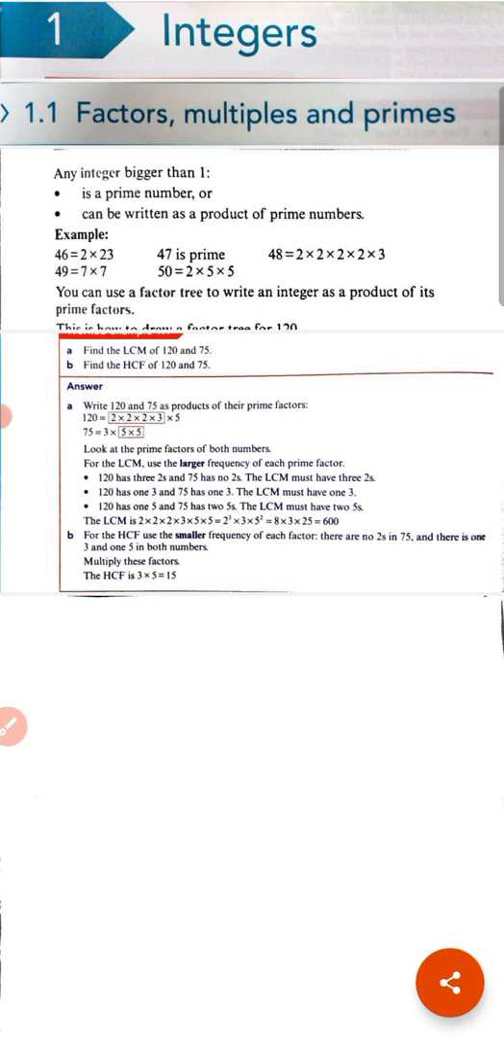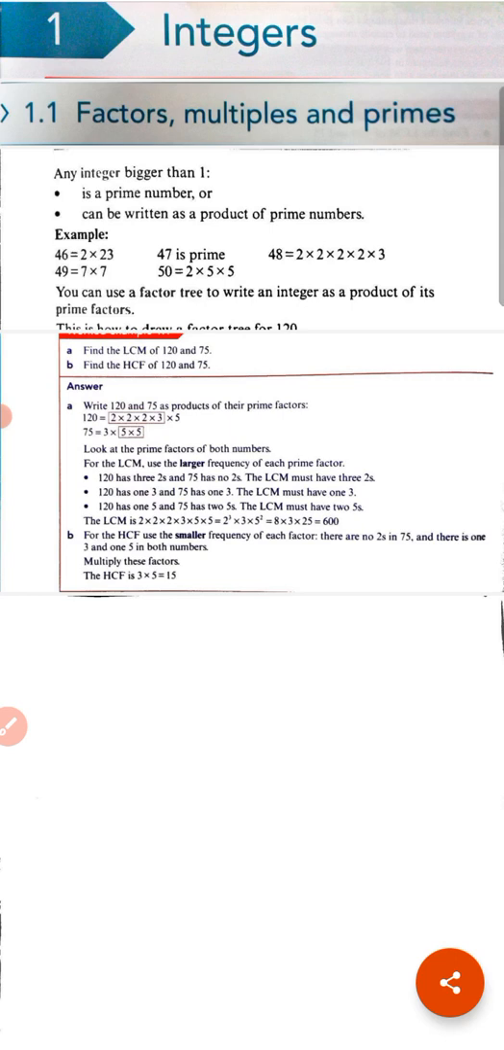Integers. In this lesson, you will learn how to write a positive integer as a product of prime factors. Integers means the numbers, that is positive numbers, negative numbers and zero together are called integers.